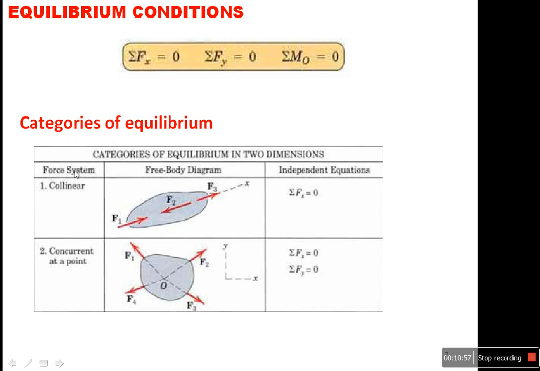Now, for example, I have a force system and a free body diagram, and what equations do I need? If I have collinear forces like that, I need just one equation, summation of all forces in the x-axis equal to 0. If I have concurrent forces at one point, I need two equations, summation of all forces in the x-axis and summation of all forces in the y direction equal to 0. I need no moment equation.